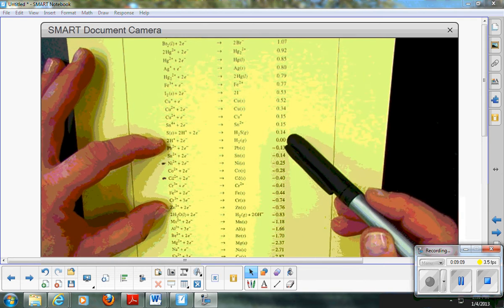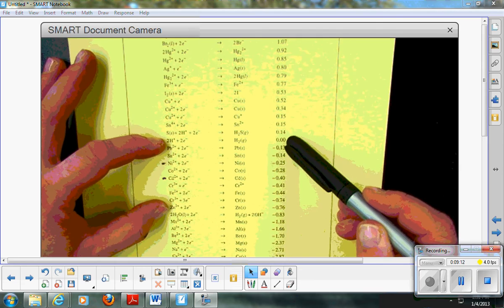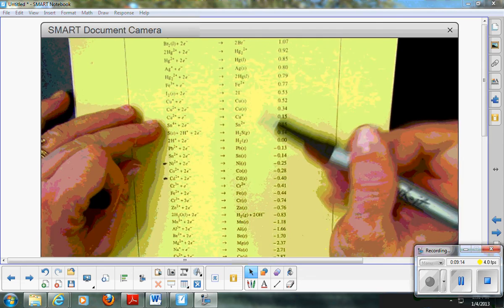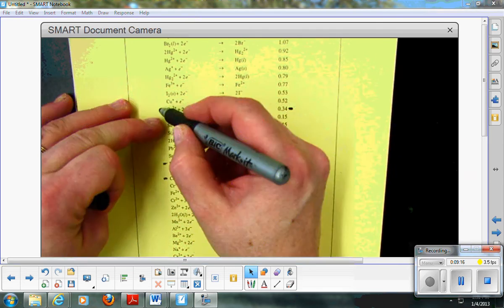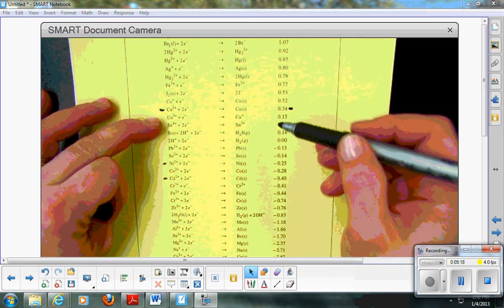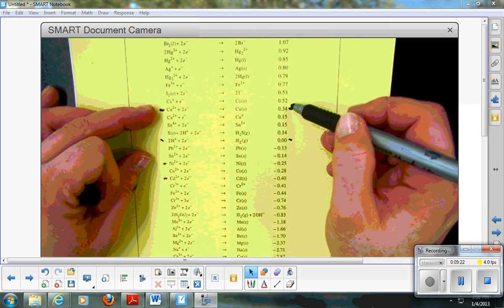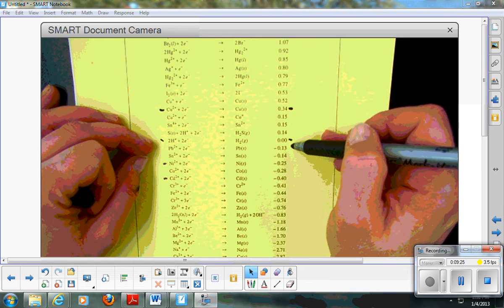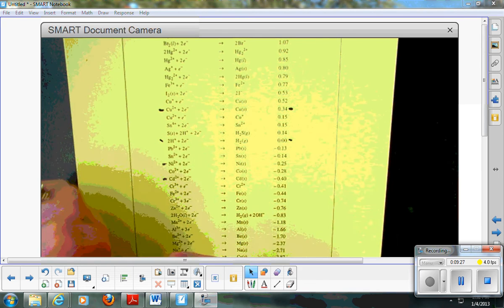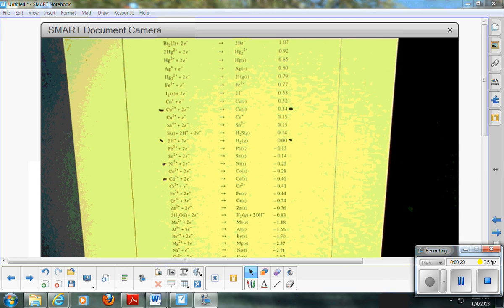And hydrogen gets reduced. The last one is copper. Please use this one, this copper right here. This copper right here is above the hydrogen, which is right here. So copper is going to be reduced, and the hydrogen is going to be oxidized. So go ahead and set those cells, and we'll see you in class.